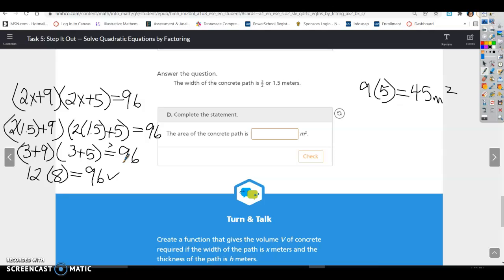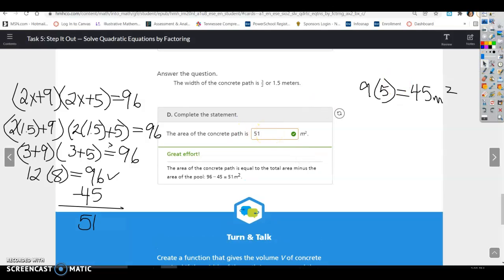So we know that the total area is 96 minus the area of the pool, and that leaves the area of the concrete path. If you do 96 minus 45, the area of the path is 51 meters squared. So this should be 51 meters squared. That's all for task 5. If you have any questions, let me know.